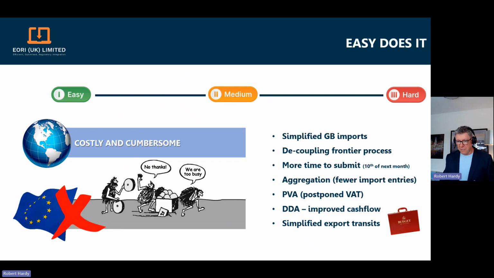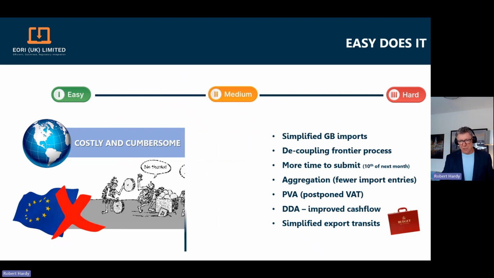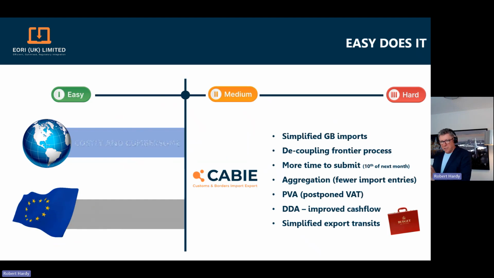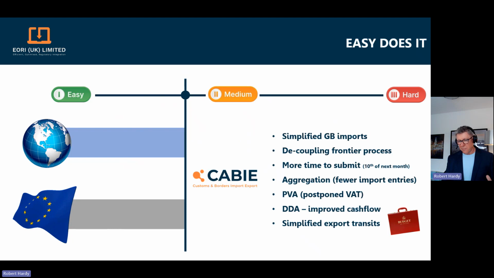Make sure you're claiming all of these simplifications. What we've done with Cabbie is harness those simplifications and make access to them as simple as we possibly can. So where the simplifications have taken it from being hard towards medium, we've now taken it from medium towards easy, so that we have access to all of those simplifications. We use them every day of the week, thousands of times. And what we've done with Cabbie, which is Customs and Borders Import Export, which I'll explain a bit more in a minute, is access to that process so that you can also gain those advantages.